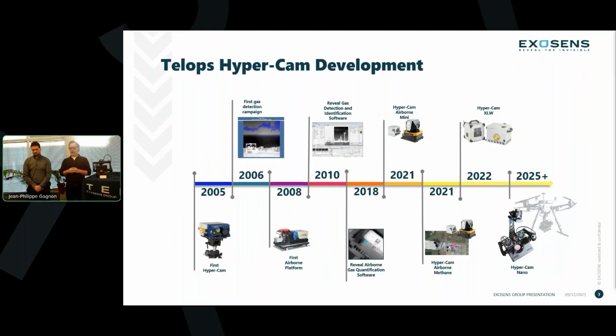In 2020, the team here had a mandate to start the miniaturization process of the camera itself. And that was done first with our airborne system. That led to the launch of the HyperCam Airborne Mini in 2021, and then the ground-based version, the HyperCam XLW, in 2022. And now, in 2025, we've miniaturized things even further with the HyperCam Nano that you see right here.